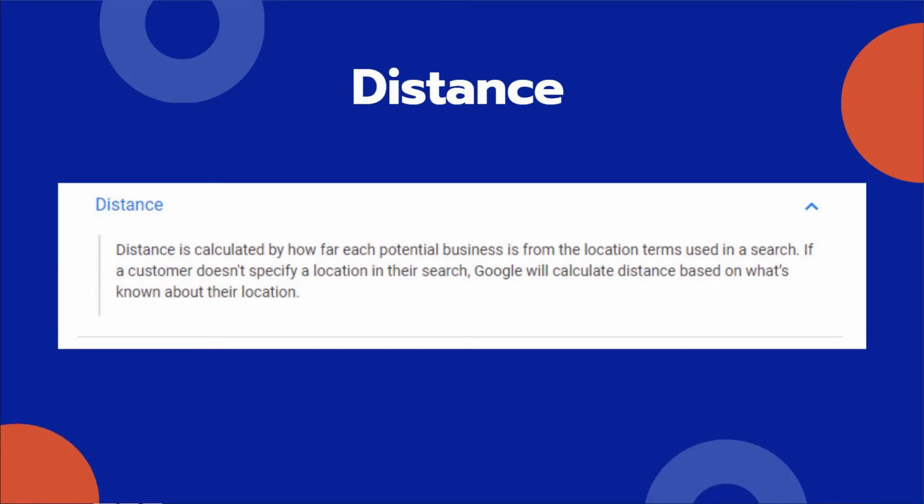Now on to distance. Distance is calculated by how far each potential business is from the location terms used in a search. So that means if someone actually uses a location when they're searching for services, take for instance, boiler installer in Blackpool, they've actually used the phrase Blackpool. However, Google goes on to say, if a customer doesn't specify a location in their search, Google will calculate distance based on what's known about their location. Now that could be the IP address of where you are at home, or your location services settings in your phone, so it knows exactly where you are.